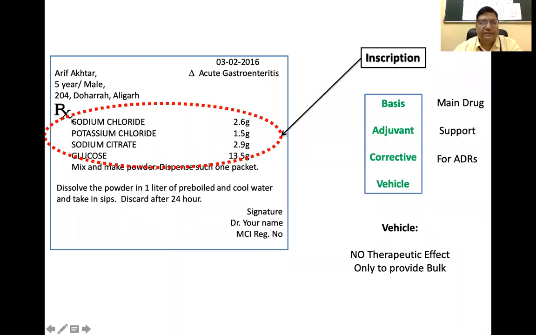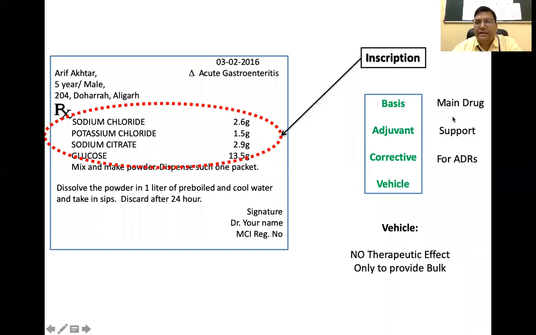After this, where the superscription ends, from there we start with the inscription. This inscription is the main body of the prescription, and there are four parts of this inscription. First is the basis or the main drug. Compare all the parts of the inscription to a vehicle, to a car, suppose. When you switch on a car, what do you need? You should have petrol or diesel. A fuel is required. So the main fuel is the main drug. But if you start a car and do not put the gear or accelerate, the car will not move.